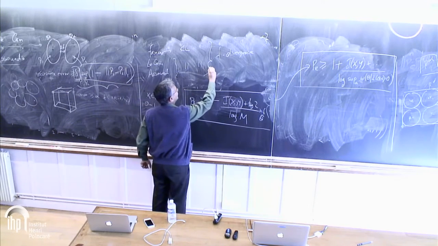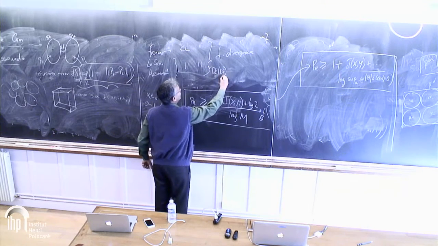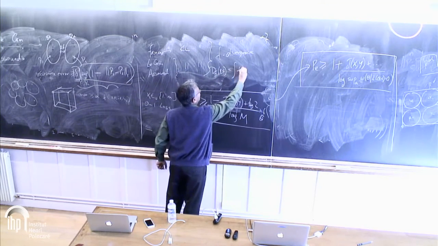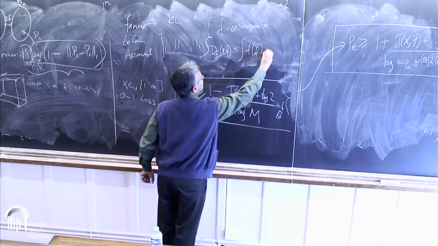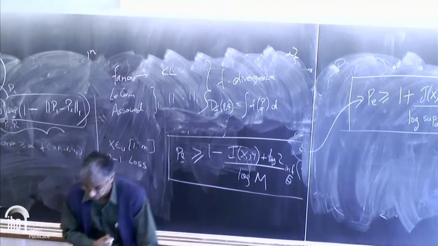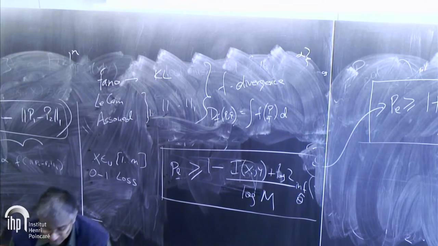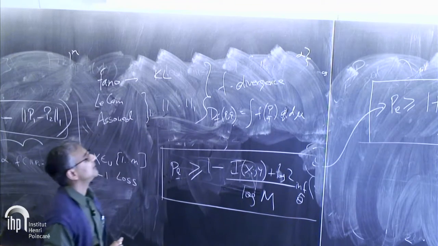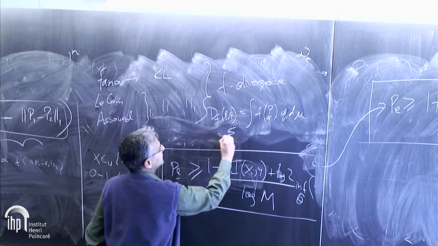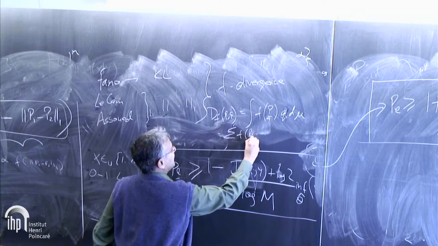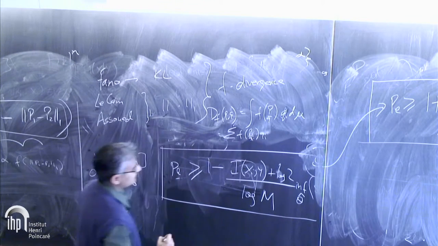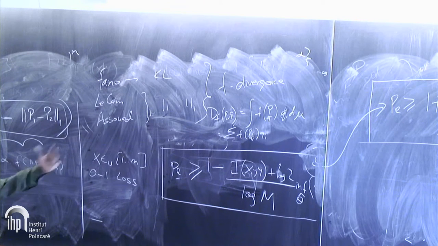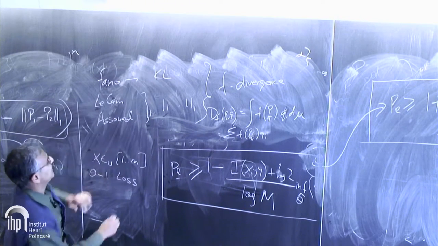Given a function f, D_f of P, Q is equal to the integral of f of p divided by q, d mu, where mu is some joint measure of these things. Or in a more discrete world, the summation of f of p_i over q_i times q_i. Again, this is not symmetric, like most of these information measures are not. And if you plug in f equal to appropriate values, you get, for example, Hellinger.